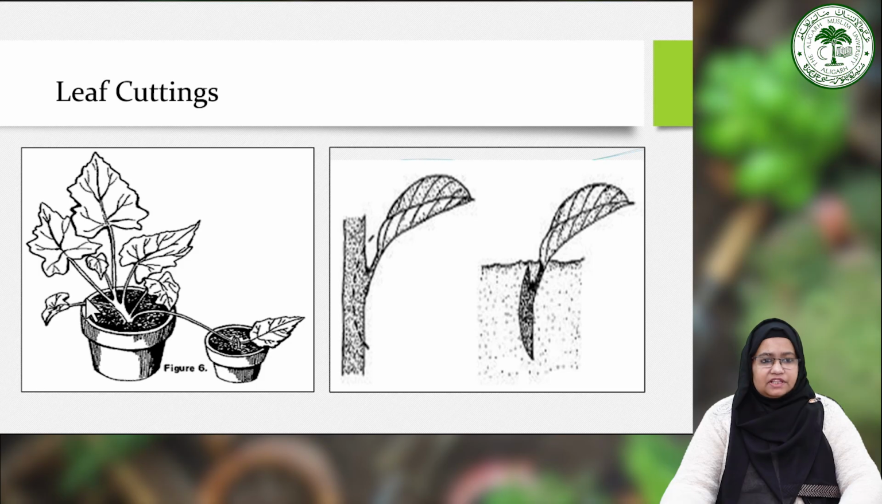This image shows the method of leaf cutting. As we can see, the leaf here is planted in the pot. Here we can see the roots arising from the leaves, and now this can be replanted into the pot mixture.